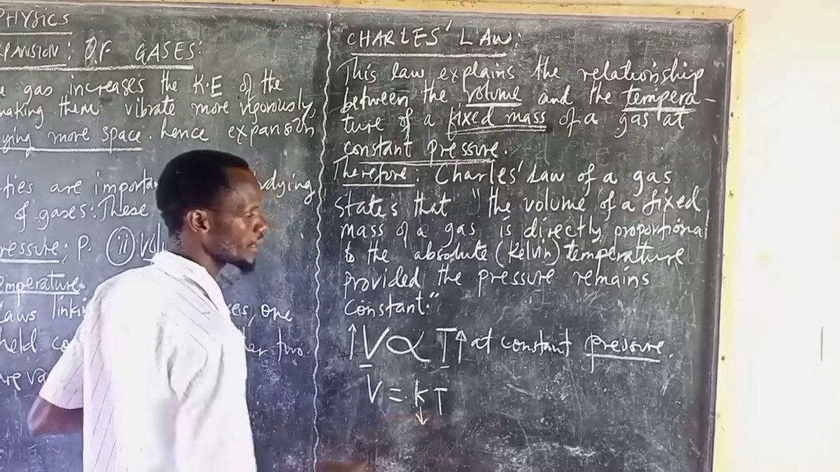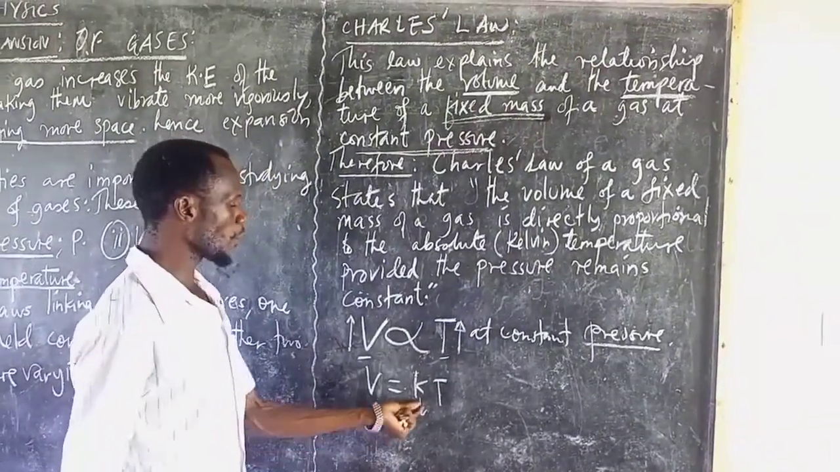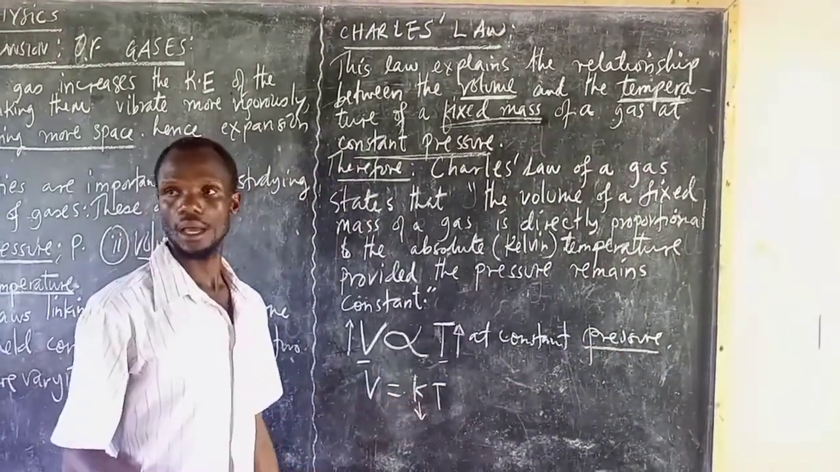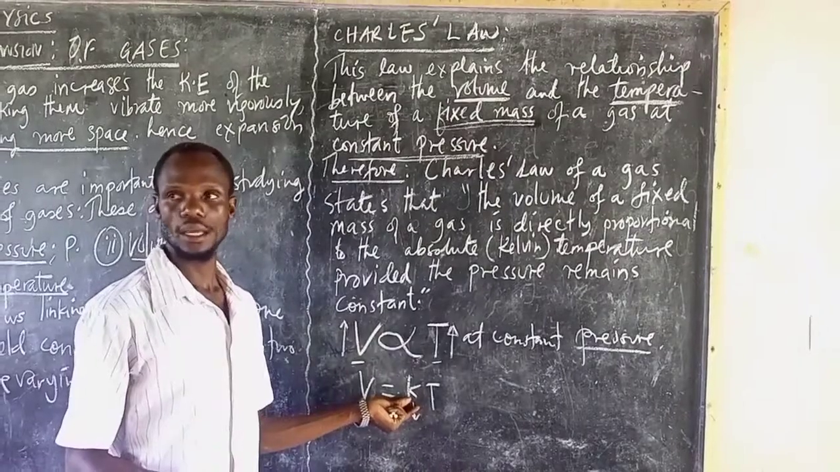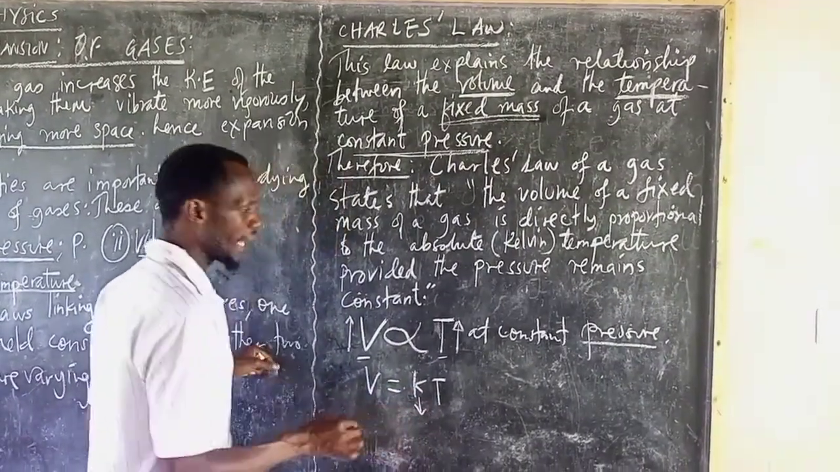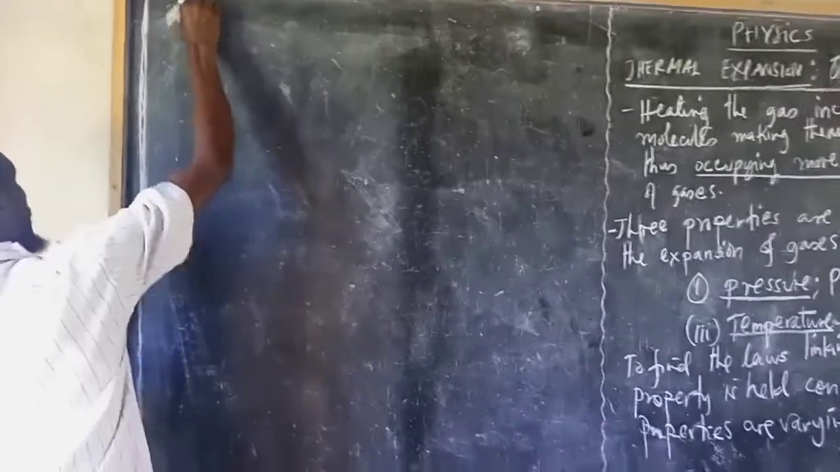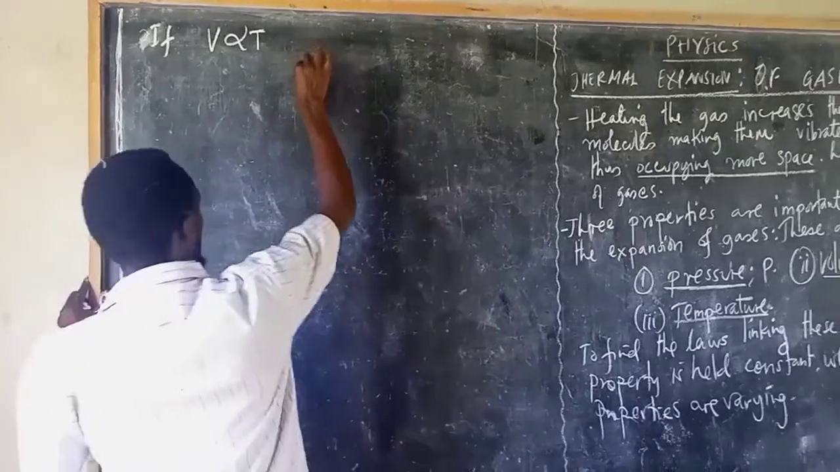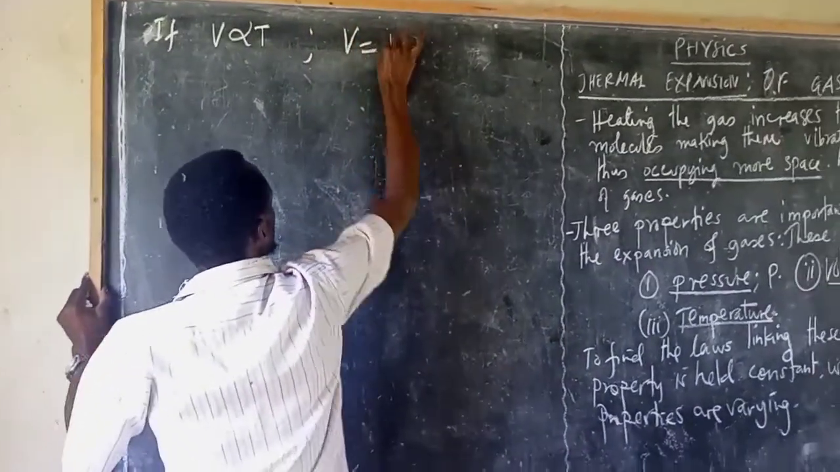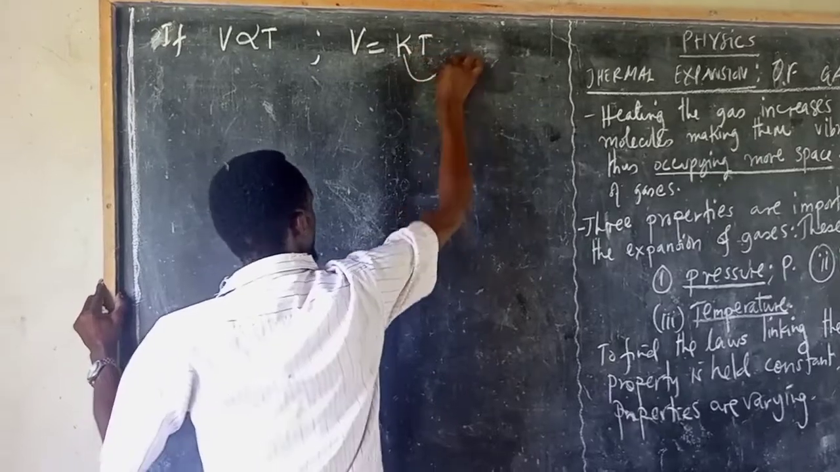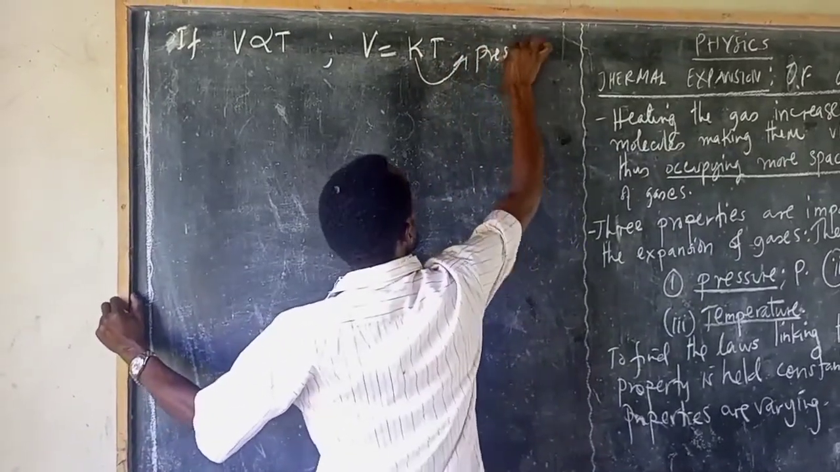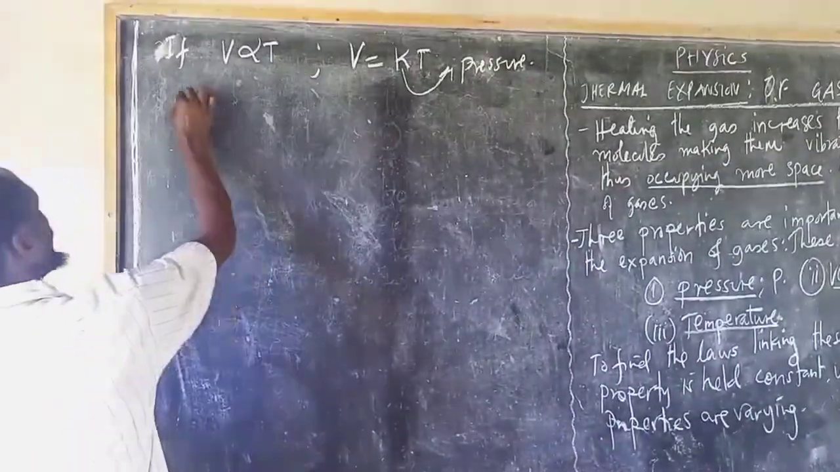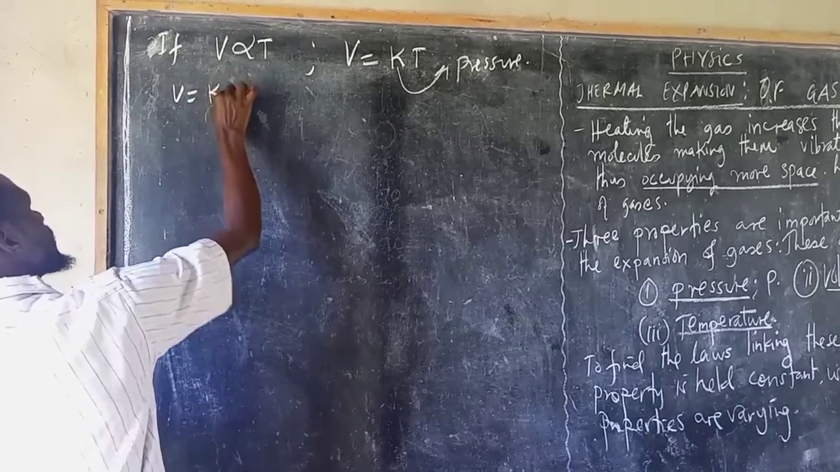This K is the proportionality constant, and this constant comes from the pressure. It means here K is pressure. Now, we have said volume is directly proportional to the temperature. Removing the proportionality sign, volume is equal to KT. But this constant is called pressure, because according to the law, pressure is constant. Therefore, V is equal to KT.